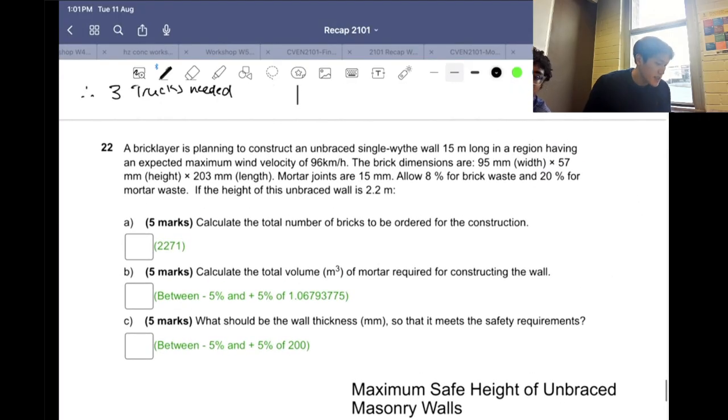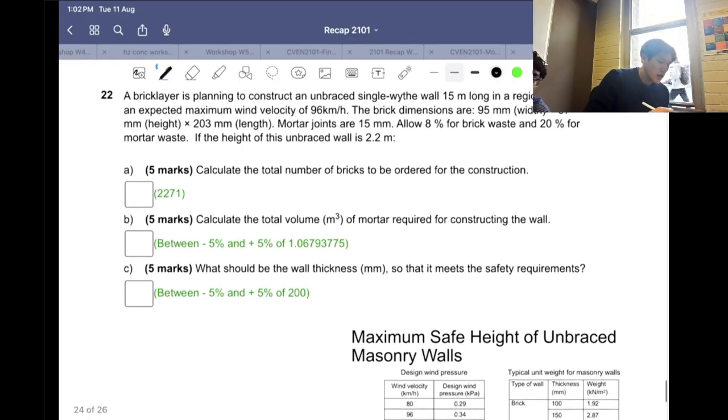A bricklayer is planning to construct an unbraced single width wall, 15 meters long, in a region having an expected maximum wind velocity of 96 kilometers per hour. The brick dimensions are 95 width by 57 height by 203 length, and the joints are 15 millimeters. Allow 8% for brick waste and 20% for mortar waste. If the height of the unbraced wall is 2.2 meters, A, calculate the total number of bricks, B, calculate the total volume of mortar required, and C, what is the minimum wall thickness so that it meets the safety requirements. Right, so part A.